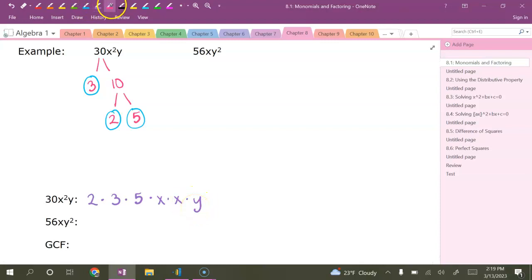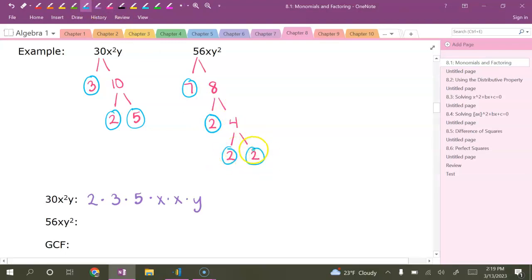Now, for the 56, we break this one down as well. 56 could be broken down to 7 times 8. 7 is prime. 8 is going to get broken down to 2 and 4. And then the 4 gets broken down to 2 times 2. So we have 3 2's, a 7, and then for letters on this one we have an X, and we have 2 Y's.